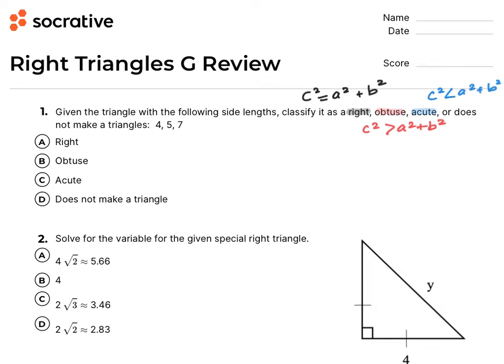Now, I start by labeling a as 4, b as 5, and c as 7. I find c squared and then compare it to a squared plus b squared. C squared is 7 squared, which is 49. A squared is 4 squared plus b squared, which is 5 squared. That's 16 plus 25, which is 41. As you can see, 49 is greater than 41, which means that this is an obtuse triangle, since the rule is c squared greater than a squared plus b squared for obtuse triangles. That is for number 1.